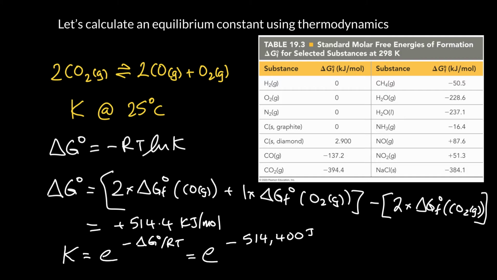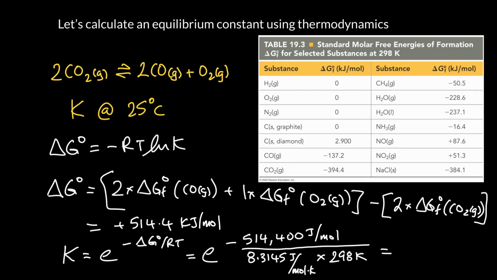So that is e, 2.718281, to the power of minus delta G standard, so 514,400 joules per mole. And you might say, why did you change that? Well, my gas constant is 8.3145 joules per mole Kelvin. So I have to get joules and joules, otherwise the kilojoules and joules will not cancel. It will be off by a factor of 1,000 in the exponent. Times the temperature, so 25 degrees C is 298.15 Kelvin.